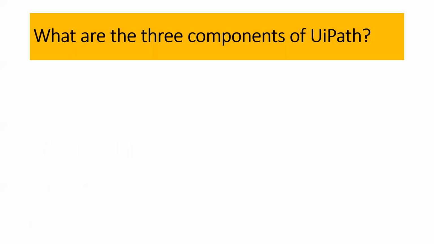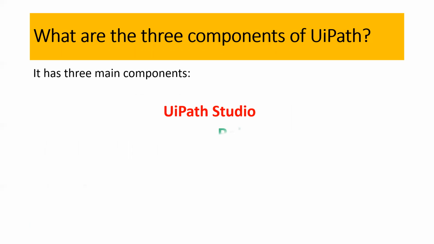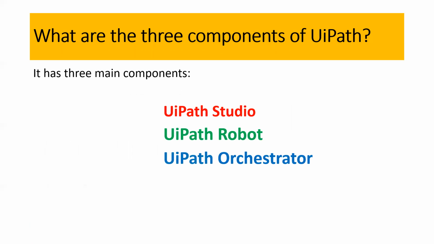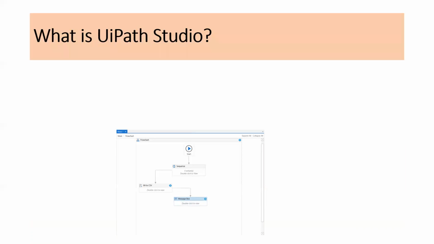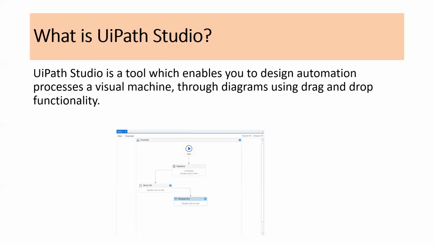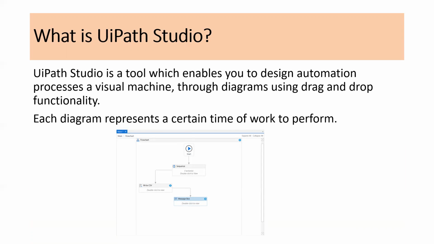What are the three main components of UiPath? UiPath Studio, UiPath Robot, and UiPath Orchestrator. Now let us discuss one by one. What is UiPath Studio? UiPath Studio is a tool which enables you to design automation processes in a visual manner through diagrams using drag and drop functionality. And each diagram represents a certain type of work to perform.